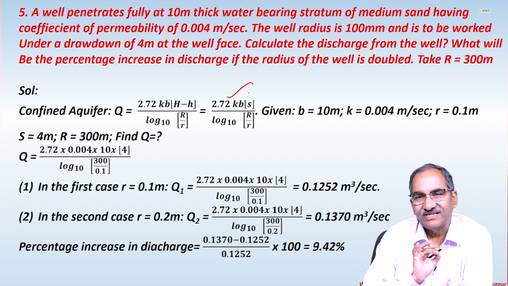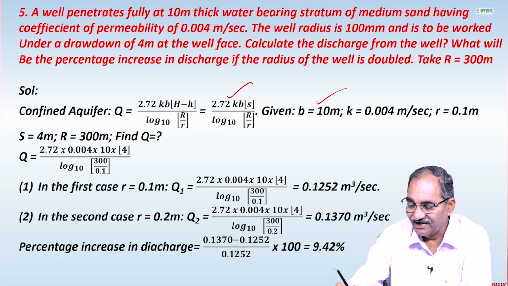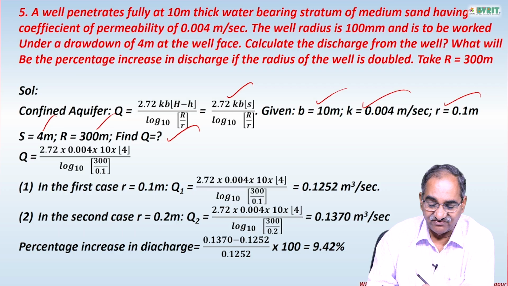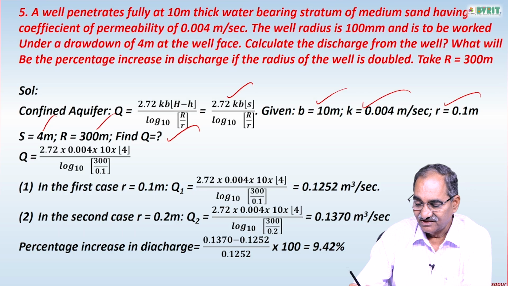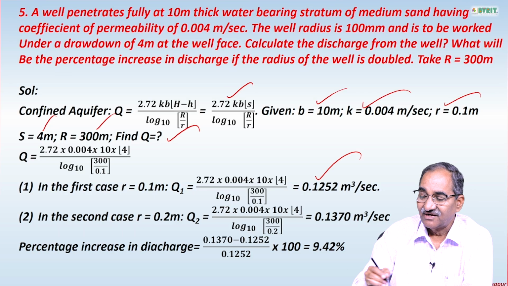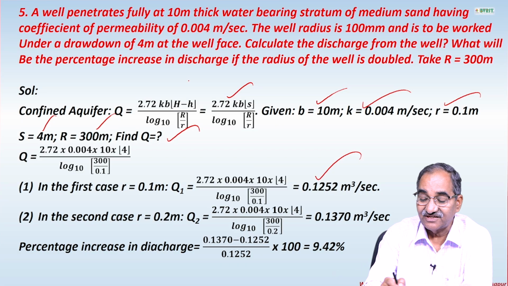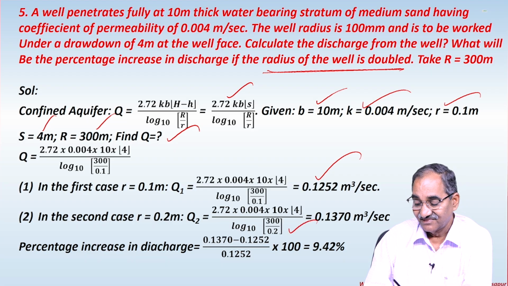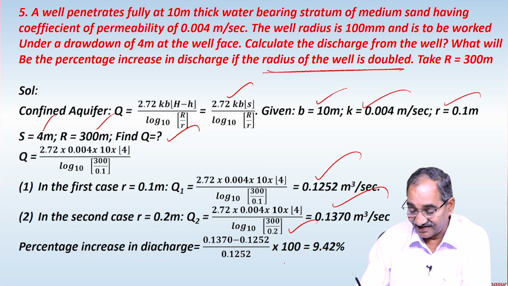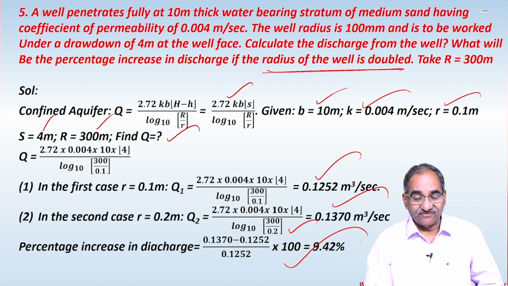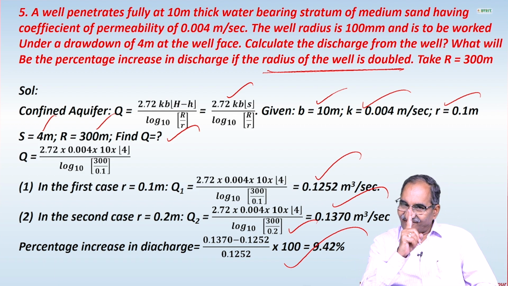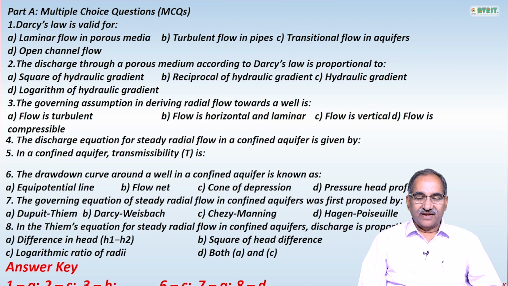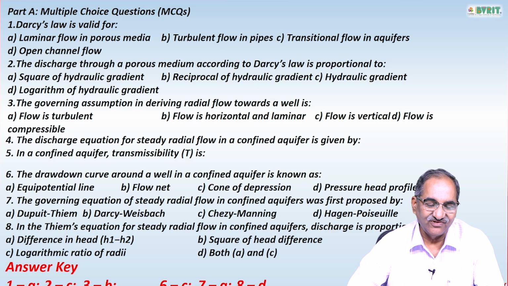Again, the equation is fixed first. B is given, K is given, small r is given, S is given, capital R is given, find Q. Equation directly I substituted. This is the answer actually. Now what will be the percentage increase if the radius of the well is doubled? So radius is doubled, then what is the percentage increase in discharge. So the questions are very similar, same questions. There is only one equation actually for the confined aquifer. Right? Some small multiple choice questions you can also take.